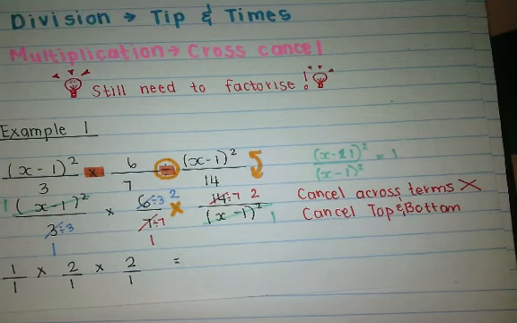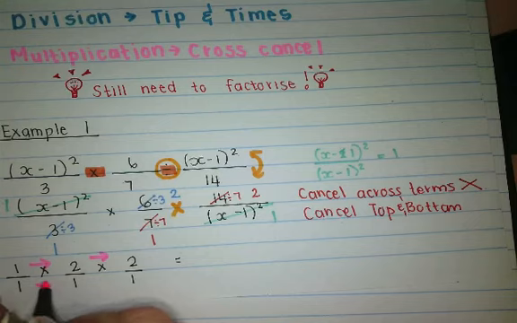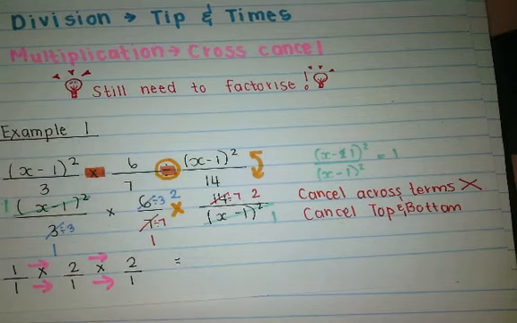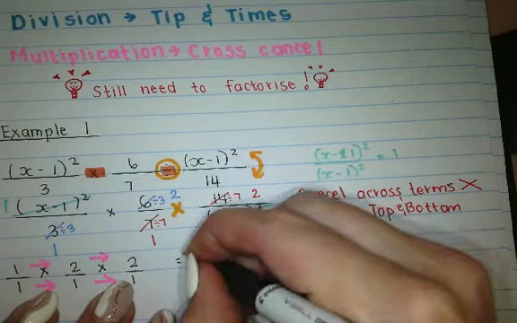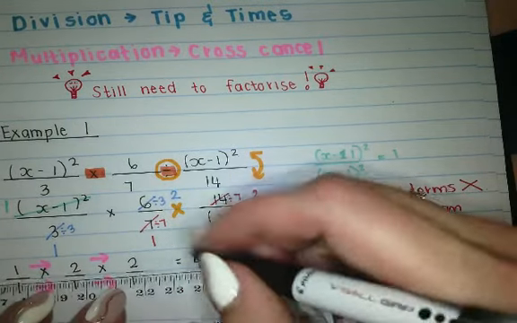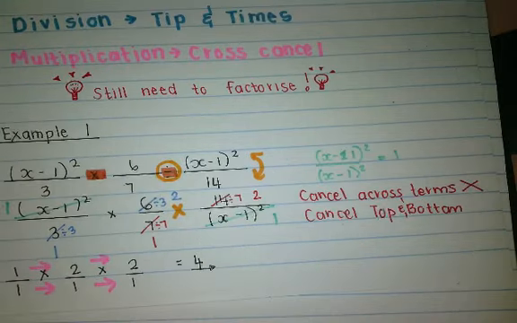In this one, we're going to multiply across. So we're going to multiply all of these together, because now we're done cross cancelling. So what is 1 times 2 times 2? It's 4. And what is 1 times 1 times 1? 1. Do we need to write that down? So my final answer is 4.